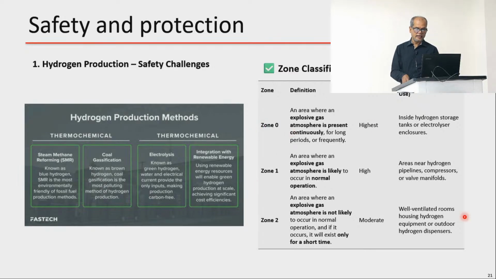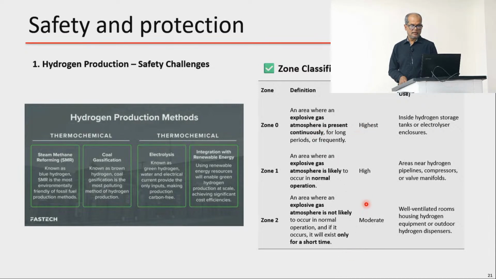Zone 0 is an area where an explosive gas atmosphere is present continuously for a long period or frequently. Zone 1 is where the atmosphere is likely to occur in normal operation. And zone 2 is an area where it is not likely to occur in normal operation, but if it does occur, it will exist only for a short period of time. So for zone 0, you need to take the highest level of risk precautions, because here, as I said, an explosive gas atmosphere is present continuously for a long period, or it might happen frequently.